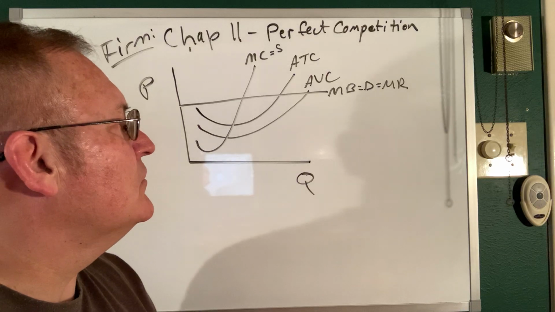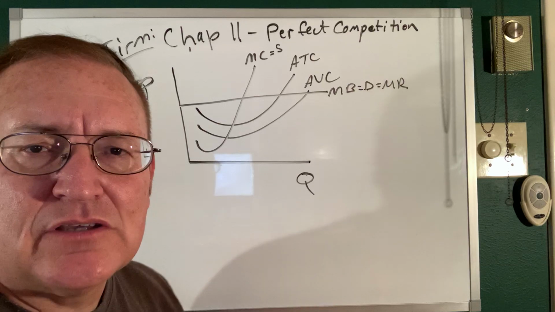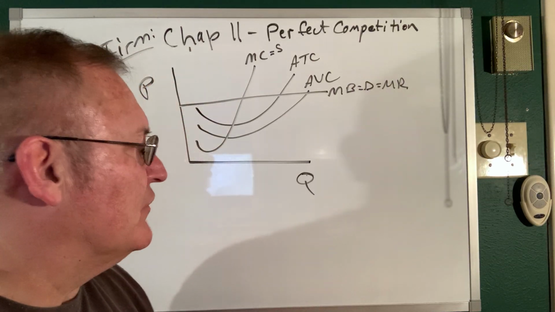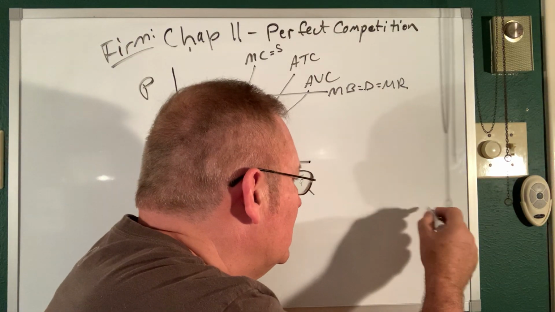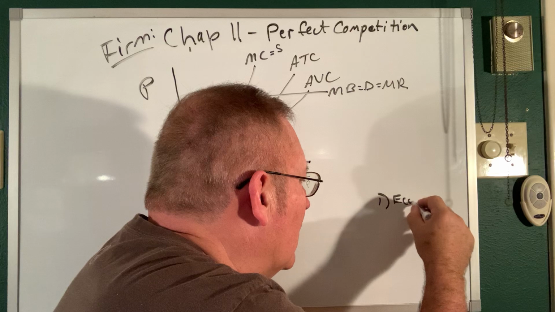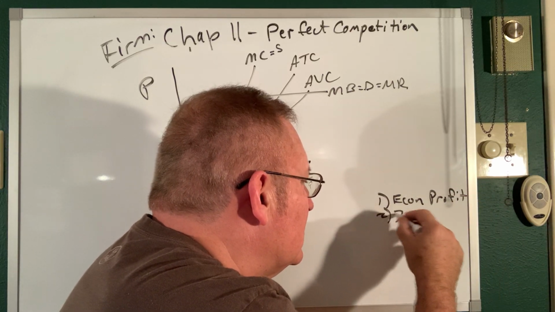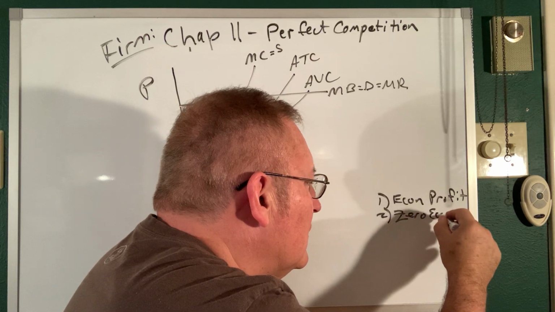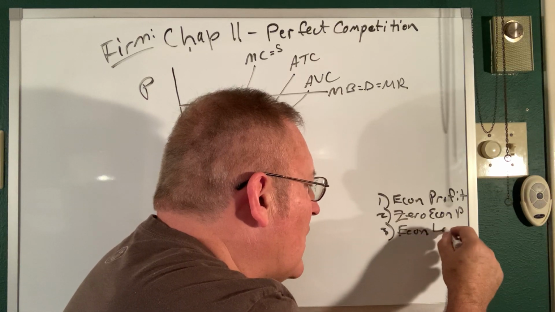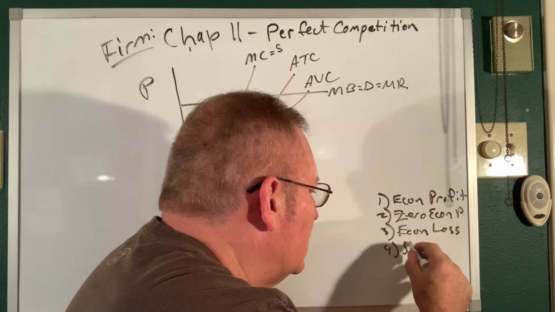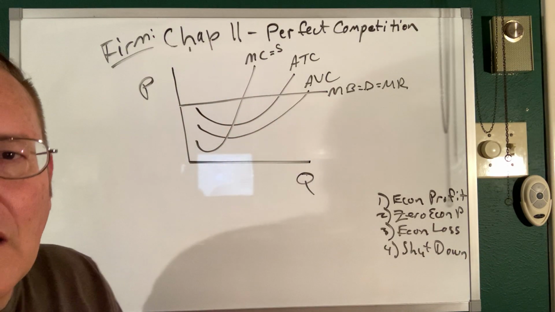And what we can do by looking at this is we can calculate which one of the conditions applies in terms of revenue. So I'm going to rewrite those conditions over here, right? So recall a firm may be experiencing economic profit, zero economic profit, economic loss, or shutdown. Okay? All right, we'll come back to that.